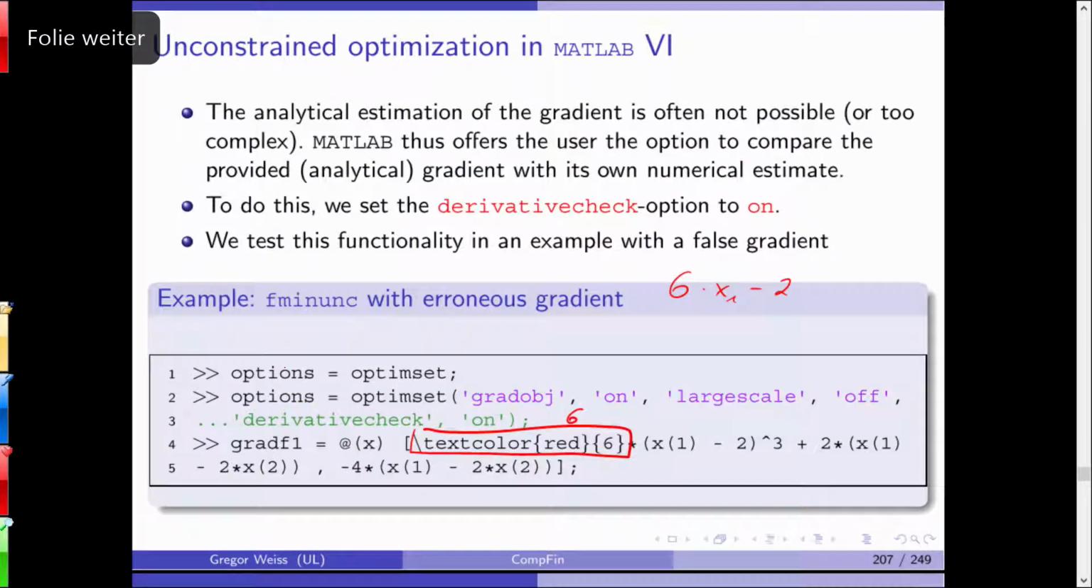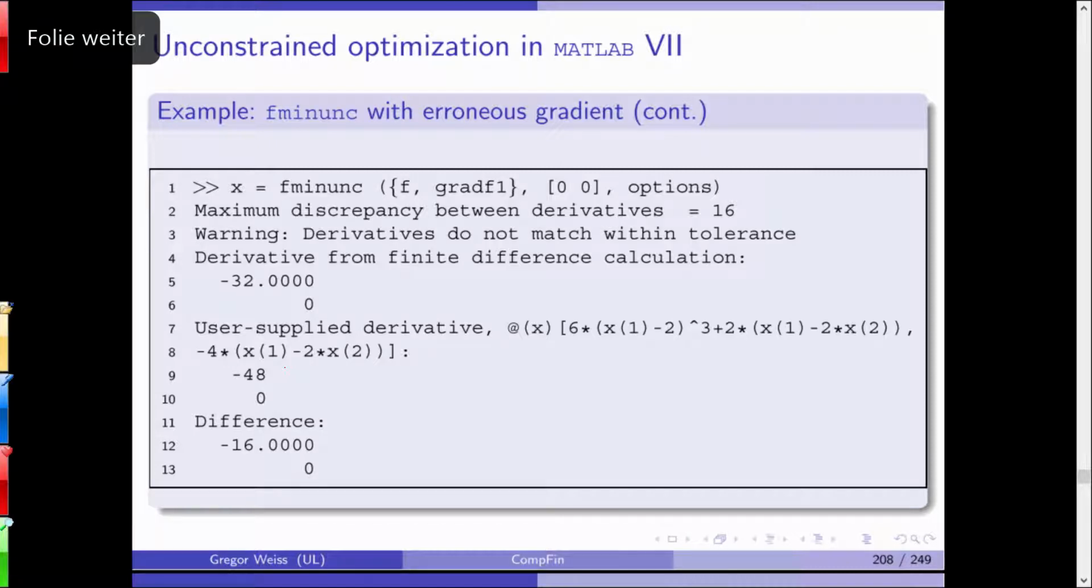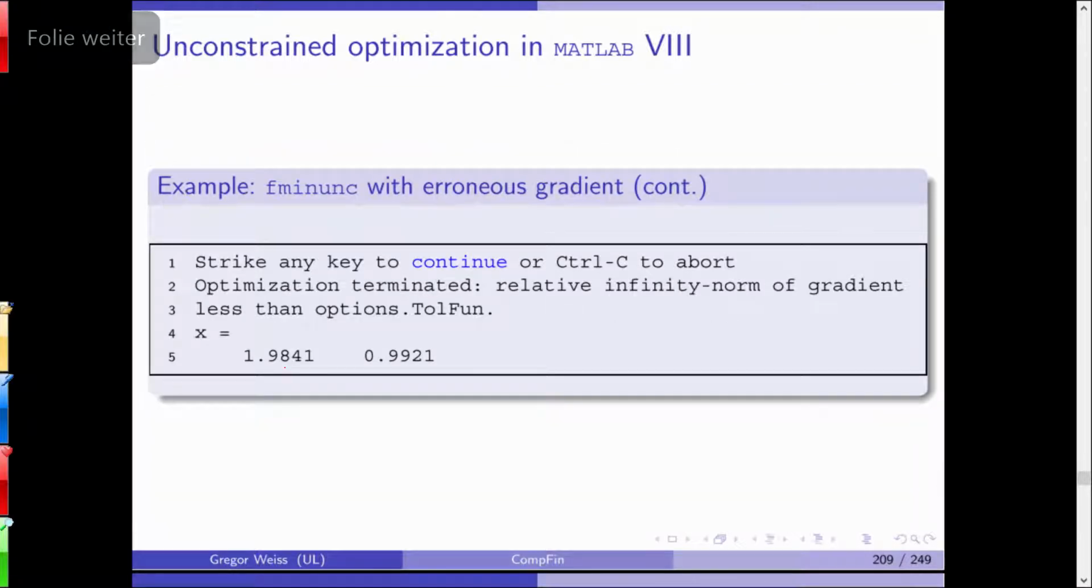So what happens now? Matlab is supplied with the analytical gradient. It compares the analytical gradient with its own numerical approximation. It sees that the provided analytical gradient doesn't match its own numerical approximation within tolerance bounds. And then it tells the user, look, you've given me the wrong gradient. Do you want to continue? Yes. And we continue, and it uses a different algorithm, but still the result is even slightly worse than before.